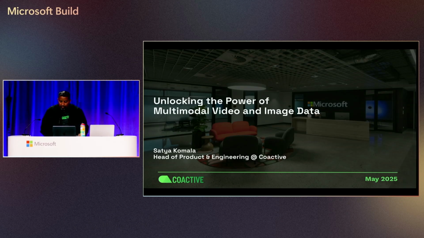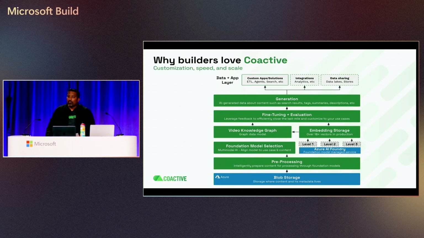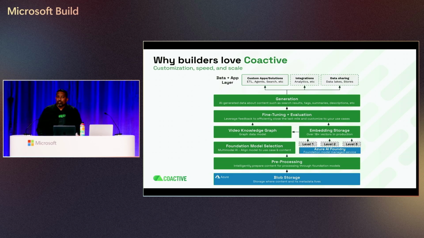So Coactive is a multimodal AI platform. We are a model agnostic platform, which means you could use any of the models on Azure AI Foundry, you could use the open source models that we have on our own platform, or you could bring in a closed source model to create embeddings off of your data.